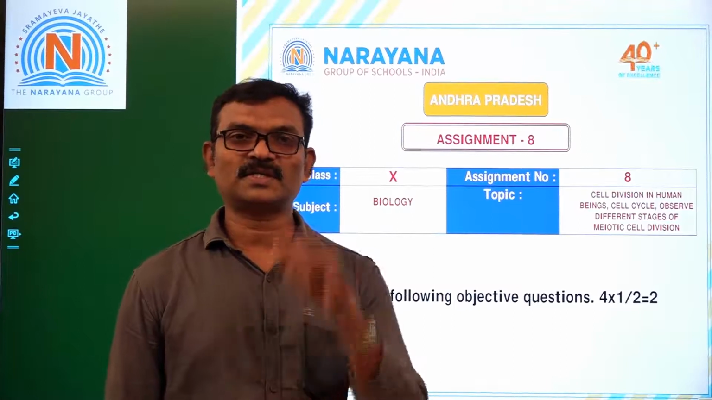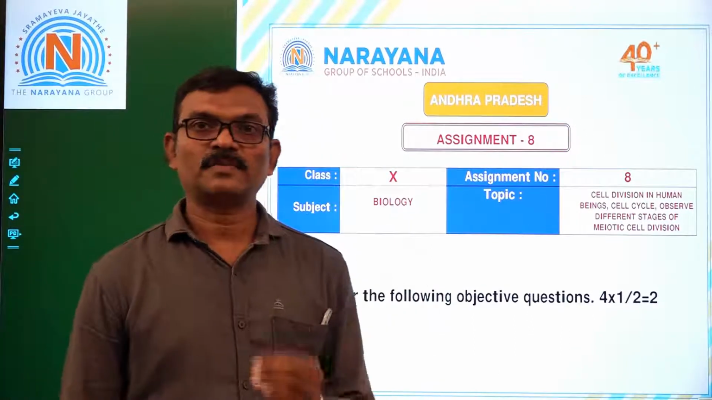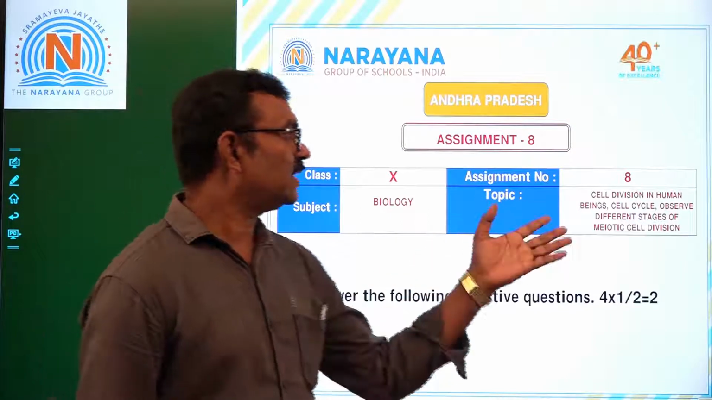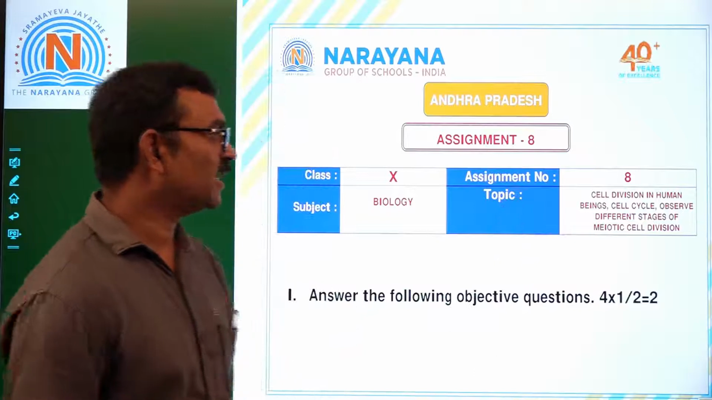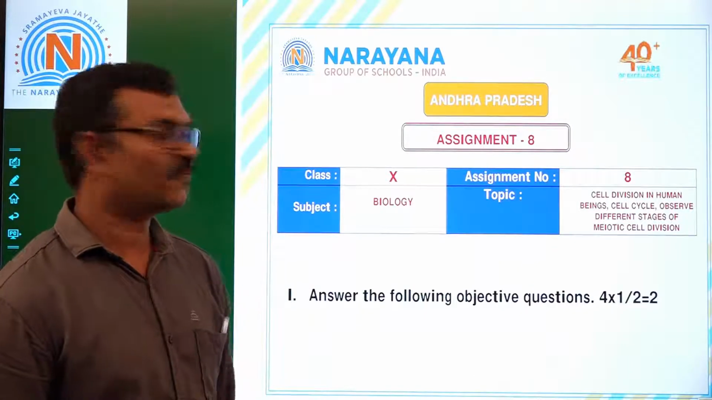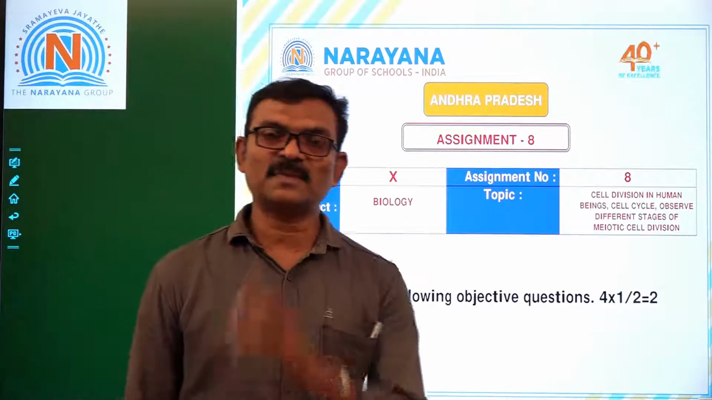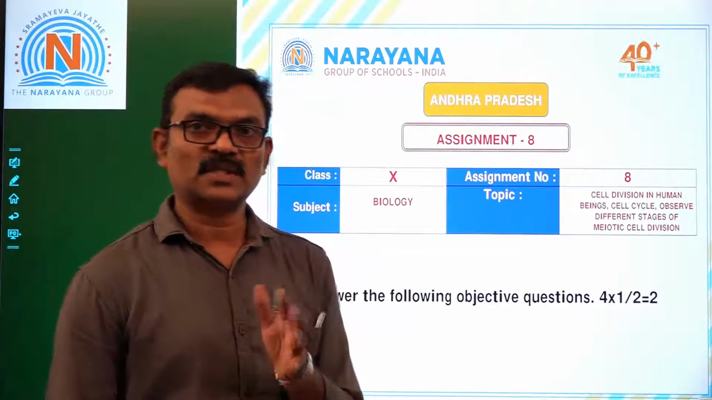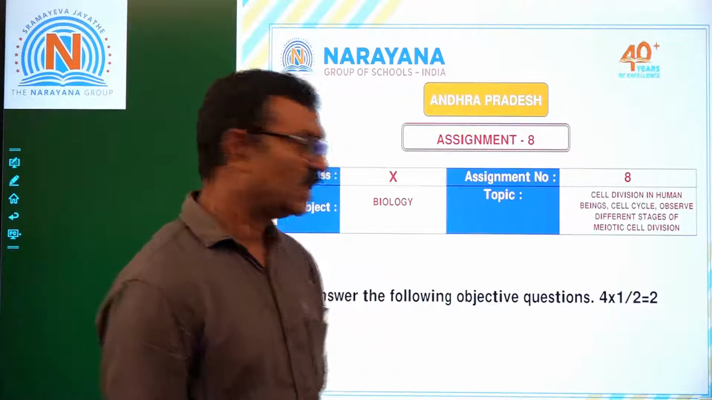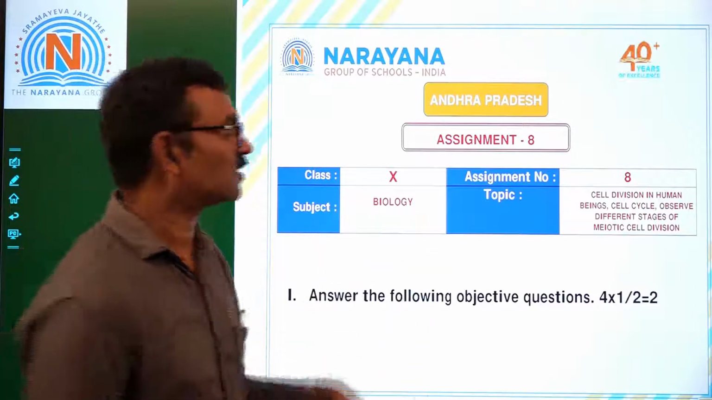Today we are going to discuss assignment 8 from the reproduction lesson. The topic is cell division in human beings, cell cycle, observe different stages of meiotic cell division. You know that this assignment is for 10 marks. The first Roman contains 4 objective type questions. Let us discuss the 4 objective type questions and their answers.